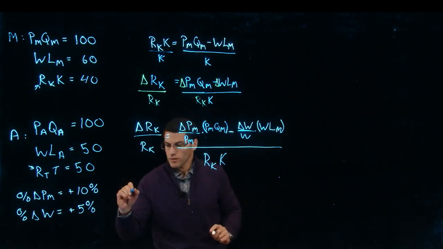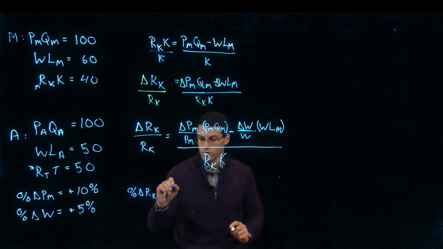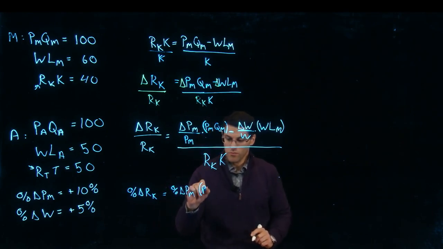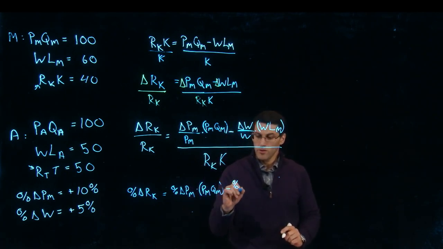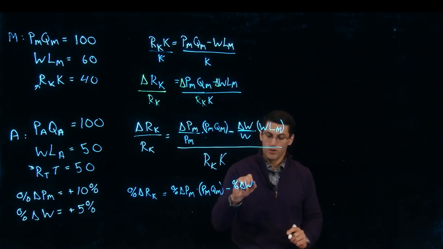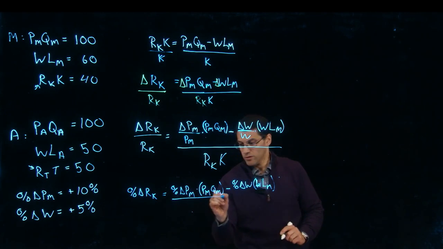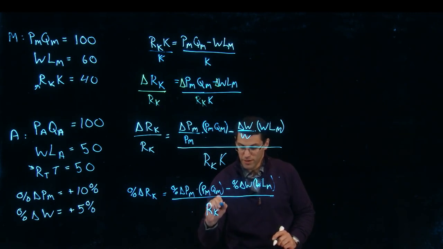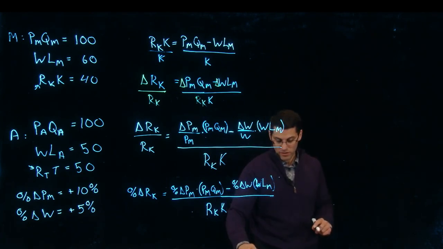So what is all of this now? It's simply the percentage change in the rental rate on capital equal to the percentage change in the price of manufactured goods times revenue in manufacturing, minus the percentage change in the wage times payments to labor in manufacturing, all over payments to capital.